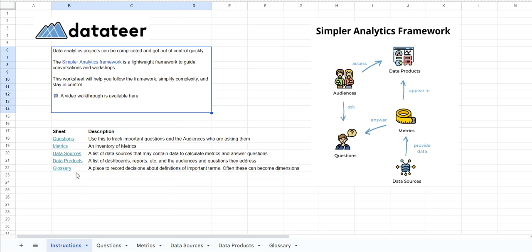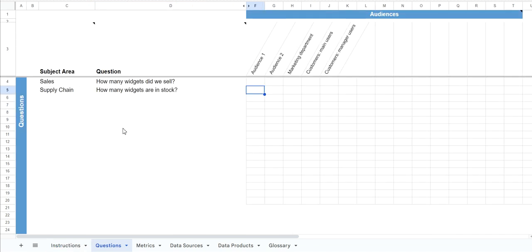There are several sheets here with a description. The questions sheet is an opportunity to list out questions and audiences. These audiences can be however you want to define them. There's some examples here. Sometimes it's by department, sometimes it's by customer group, sometimes you only have one or two, which is actually a great place to start when you're starting analytics. Listing out questions that these audiences are answering is often an easy way to start the conversations.